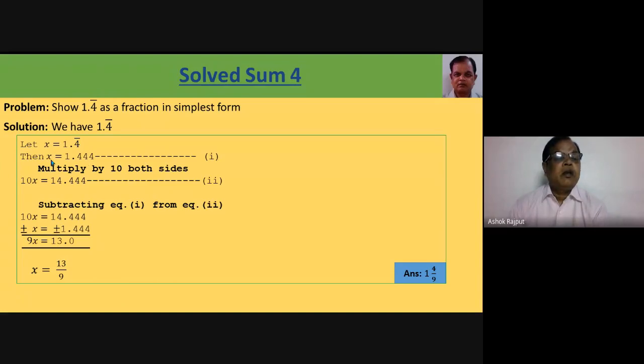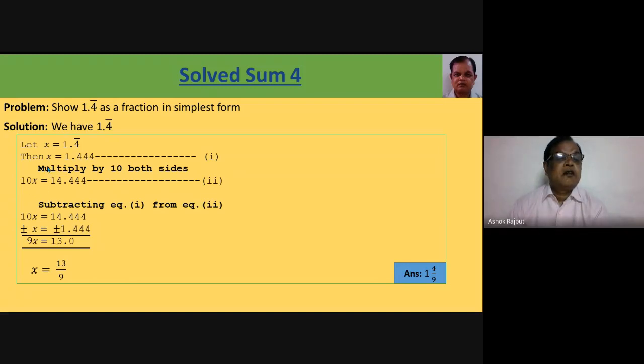So we have written here x equal to 1.4444 up to infinite. Because here the bar is on one digit, we will multiply both sides by 10. If here maybe there is a group of two digits, then we multiply by 100. If here is a group of three digits, then multiply by 1000. It means we will put the 0 according to the group of the bar. Okay, then we multiply here by 10 both sides.